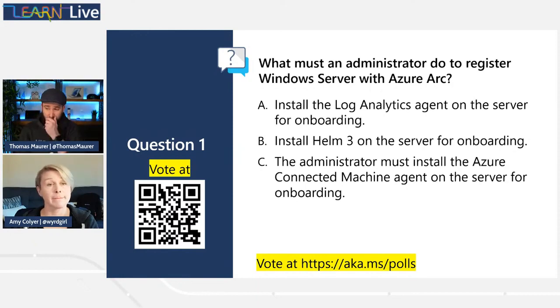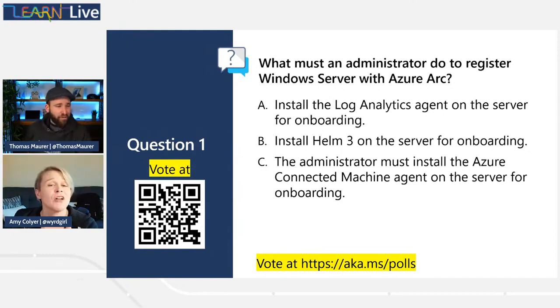And that's actually a good one, and good that we actually showed that. So it's about Arc-enabled server, because it's not about the Kubernetes cluster. So let's go into the possible answers. Is it A, install the Log Analytics agent on the server for onboarding? So that is one thing. B, install the Helm free on the server for onboarding. Is it C, the administrator must install the Azure Connected Machine agent on the server for onboarding?